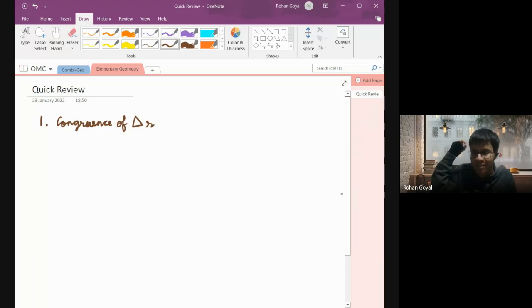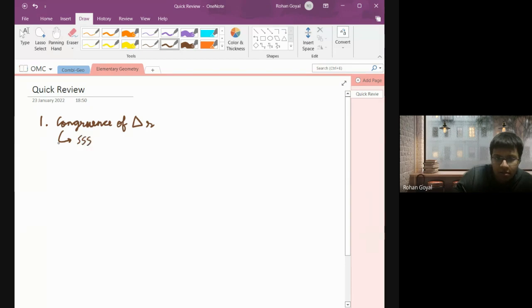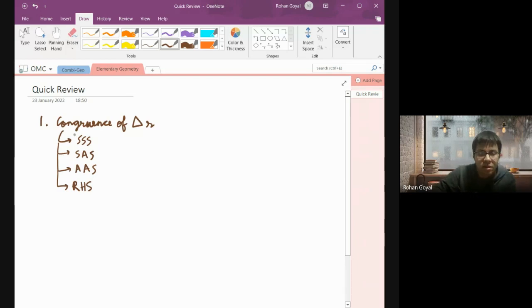Okay, so something you were supposed to do in that grade. Sure. Can you quickly tell the criterion? SSS, SAS, AAS, RHS. This is the same. Come on. Okay. So does everyone know what these stand for?